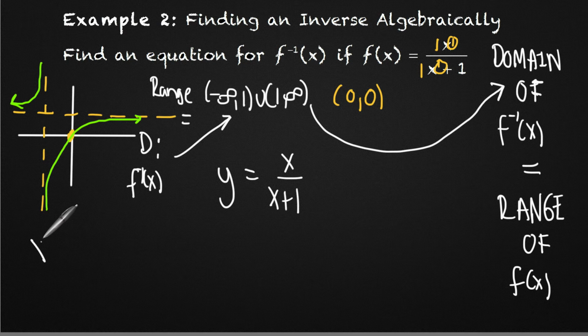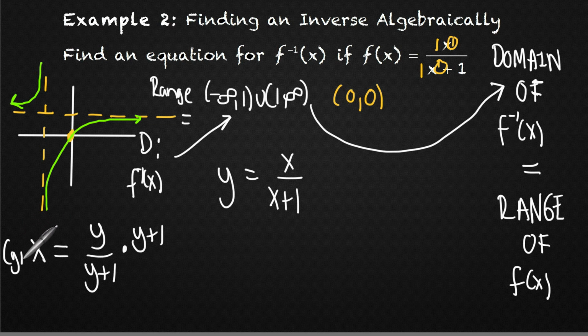So I'm going to come over here and continue it. x equals y over y plus 1. First thing we want to do is multiply by y plus 1 on both sides. When we do that, we're going to see the y plus 1's cancel out. And that's going to leave us with xy plus x whenever you distribute this x. So xy plus x equals just y.